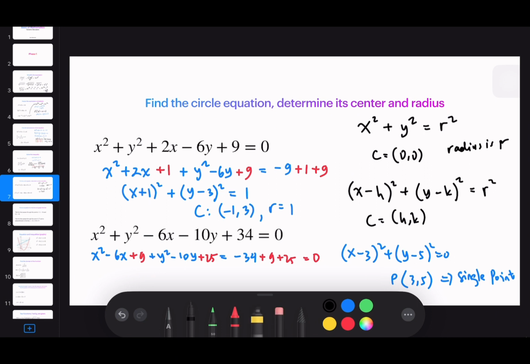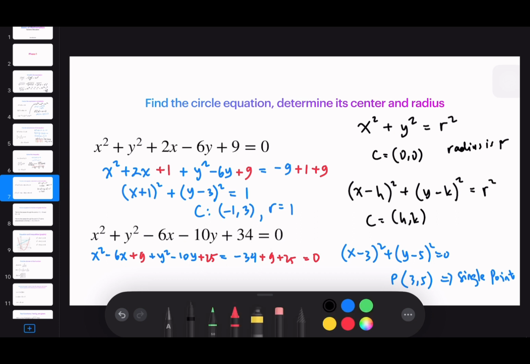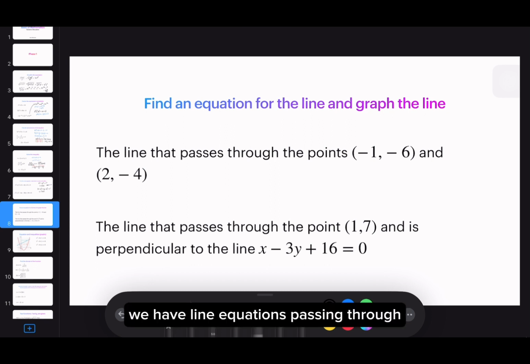Okay, more to come. I've prepared at least 3 more pages. Okay, try this one. We have line equations passing through some points, and then we have other questions. A line passing through a point, and then it's perpendicular to another line.